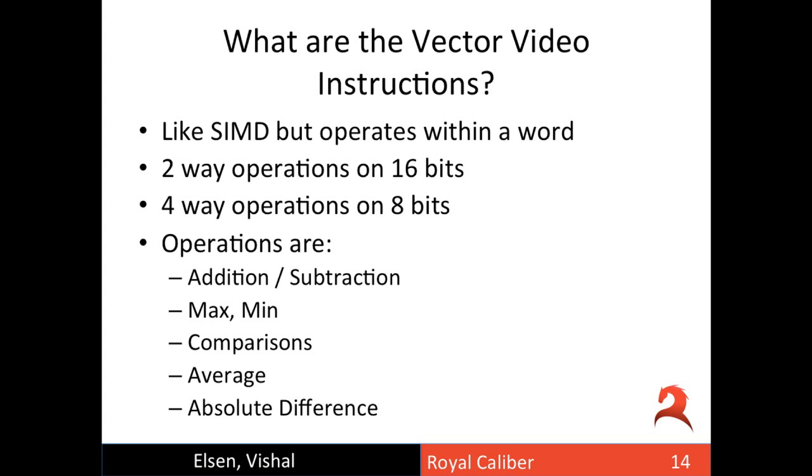So first, let me just talk about what the vector video instructions are. Basically, they allow you to do SIMD, but within a word. So with normal SIMD like SSE, you're operating across multiple words. Here the idea is that within a word, we can do SIMD-type operations. So you can do 2-way operations on 16-bit values and 4-way operations on 8-bit values. The operations available to you are the usual suspects of addition and subtraction. You can also get maximum and minimum, your comparisons, so you can do less than, greater than, not equal to. And also pretty nice, you can do averages and absolute differences. So that's quite an array of instructions that are available to you.